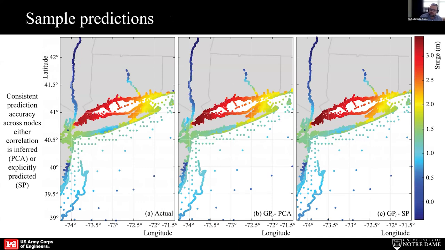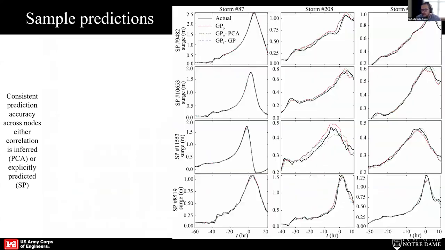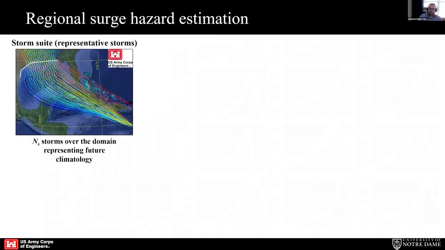We have 3 different plots. To the left, we have the actual numerical simulation results. Then in the middle we have Gaussian process, or GP, using PCA for the latent components. And then at the end, to the right, we have Gaussian process, but using explicit prediction. So the results are very similar. We can also produce results for entire time series of the storms, and typically the results are quite good.